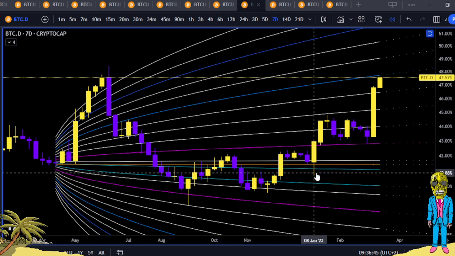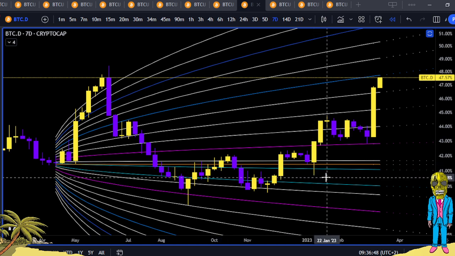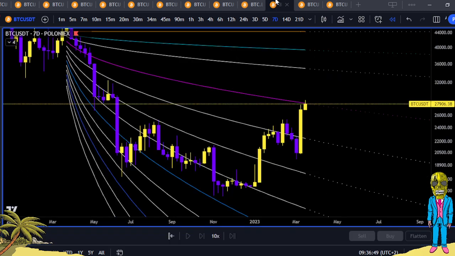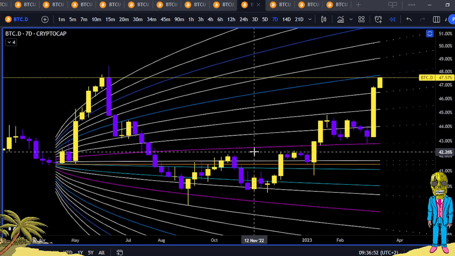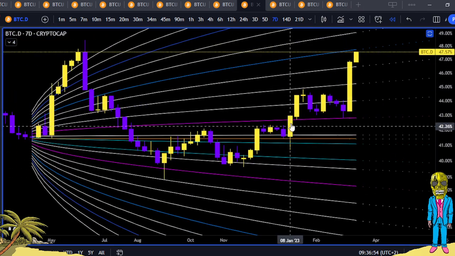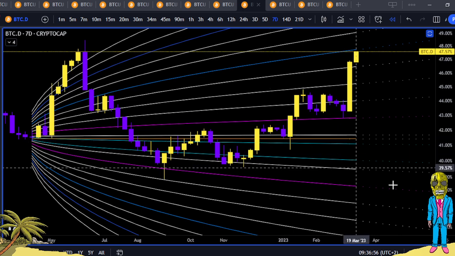What can we see in the dominance though? It's symmetrical dominance, so it doesn't have drift on like this one, but what we can see here is that it is symmetrical and there's negative drift.